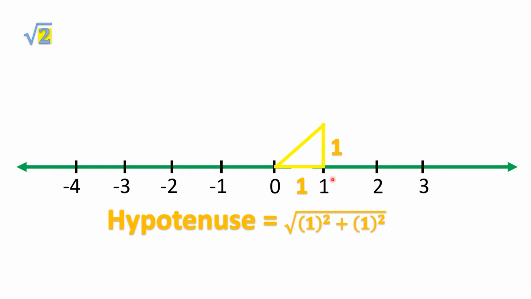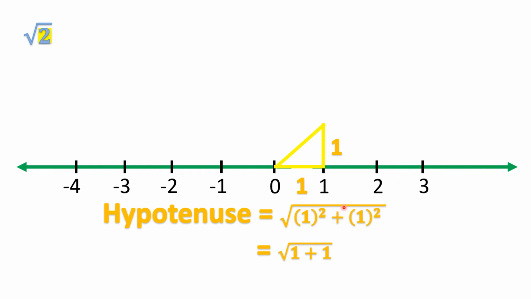Here, as you can see, the base is 1 and the perpendicular height is 1. In the formula that we have learned before, hypotenuse is equal to the root of perpendicular square plus base square, we substitute the values. Perpendicular is 1, so 1 square, and base is also 1, so 1 square, right? Now let us solve this. The root will remain root itself. 1 square is 1. Again 1 square is 1. And now 1 plus 1 will become 2. So we get root 2. That means the hypotenuse is root 2.